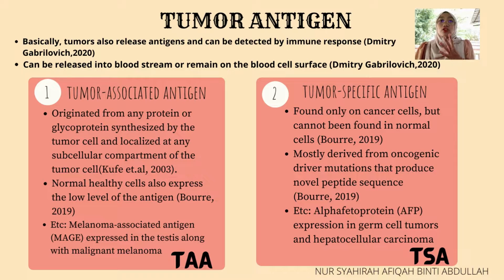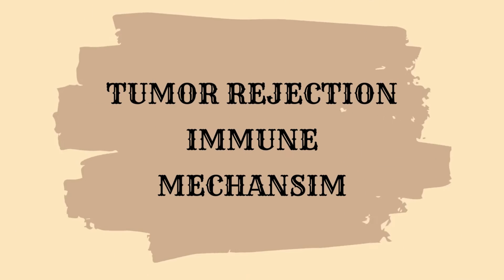Basically, TAA originates from any protein or glycoprotein synthesized by the tumor cell and localized at any subcellular compartment of the tumor cell, such as membrane-bound or nuclear localized. In normal cells, it is expressed at a low level and usually high in tumor cells. TSA is found only on the cancer cell but cannot be found in normal cells. Mostly, it is derived from oncogenic driver mutations that produce novel peptide sequences.